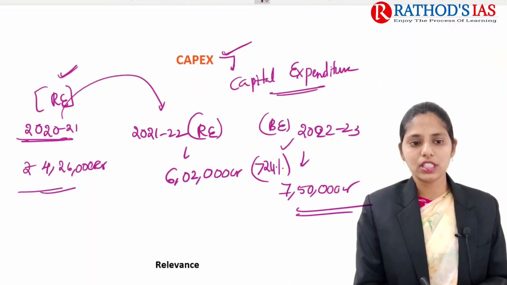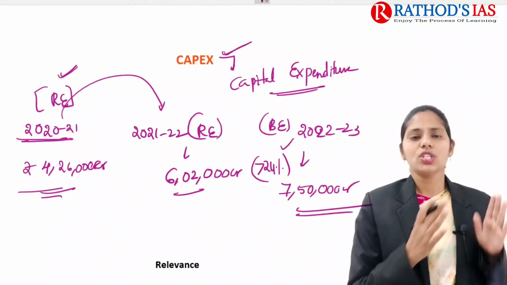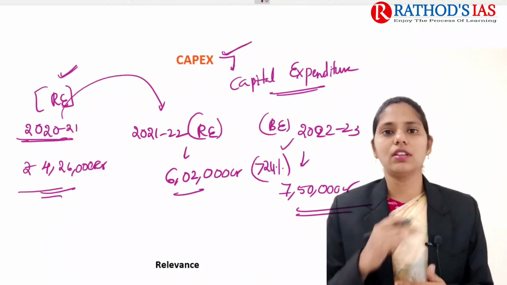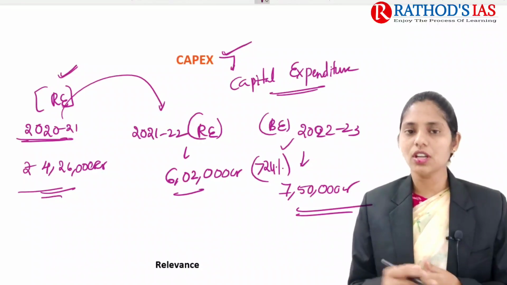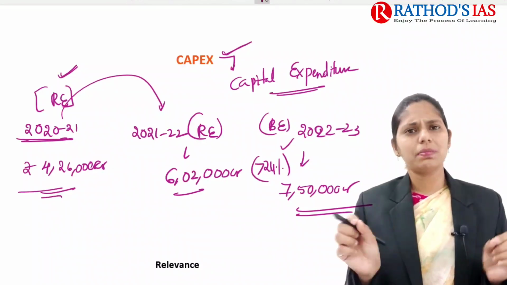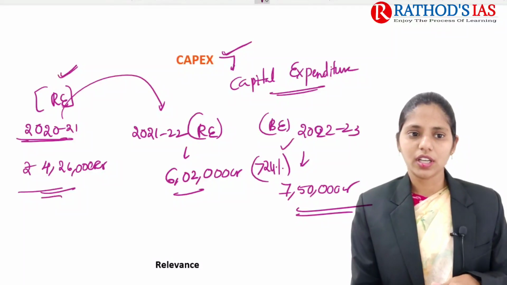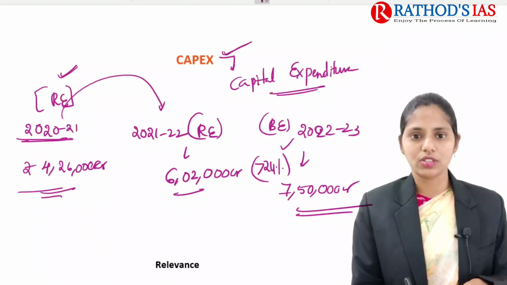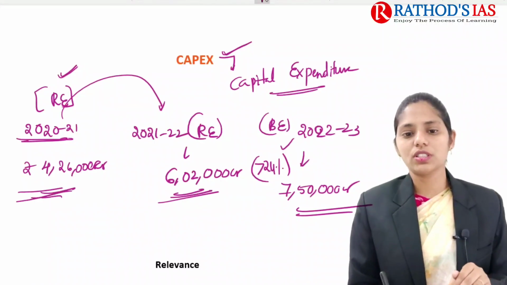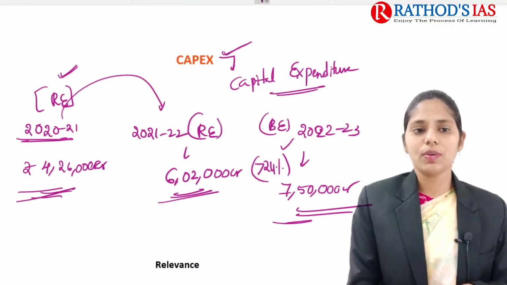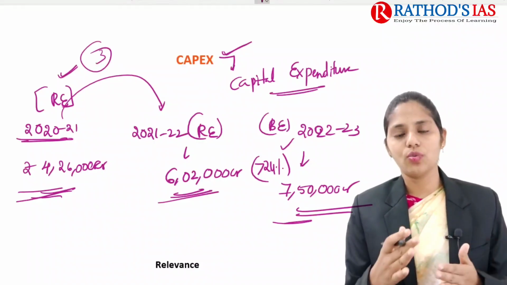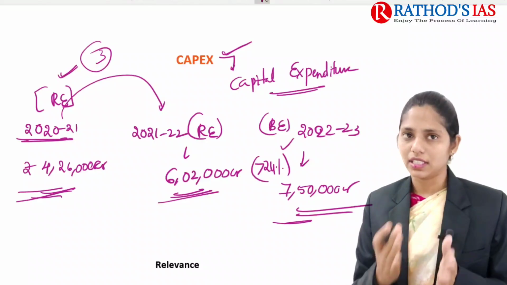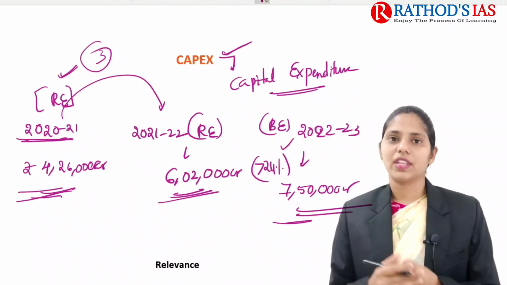If you see this data, then you can see that constantly for 3 years there is an increase of budgetary allocation for capital expenditure. So this might be a statement in your prelims. Comparing 2020 to 21, 2021 to 22, and 2022 to 23, the budgetary allocation is very high. So constantly over the last 3 years, there is an increase of budgetary expansion for this capex, that is capital expenditure.